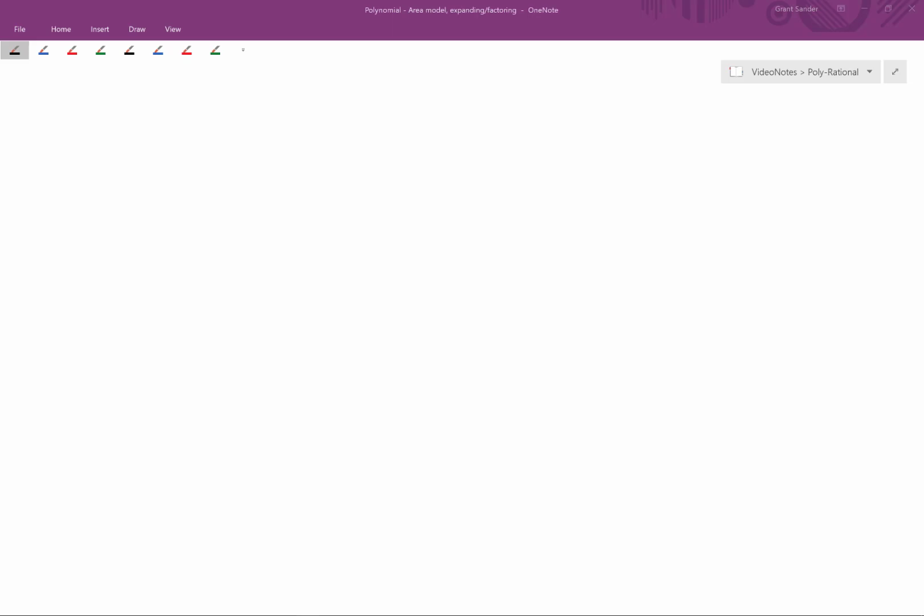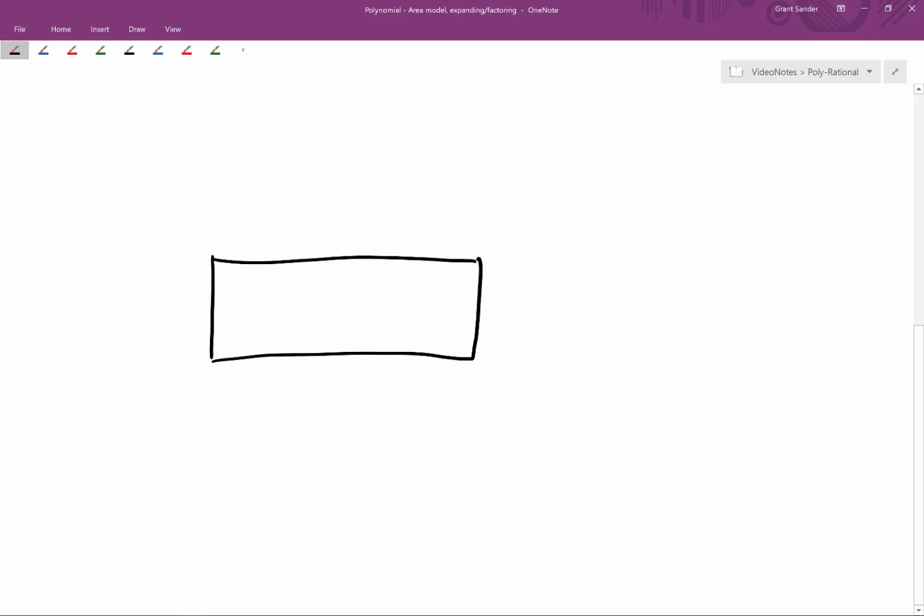In this video, we will use the area of a rectangle to help us think about expanding products and factoring some polynomial expressions. So if we have a rectangle, and it has a width of w and a length of L, then the area of this rectangle is L times w, or w times L. So anytime we have a rectangle, we find the area by multiplying the two side lengths together.